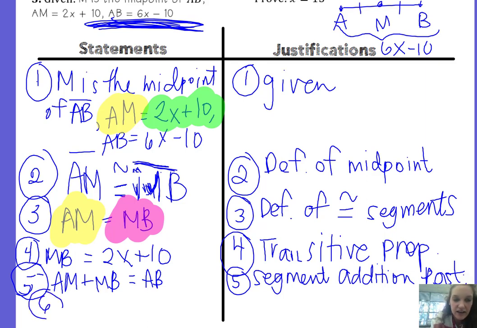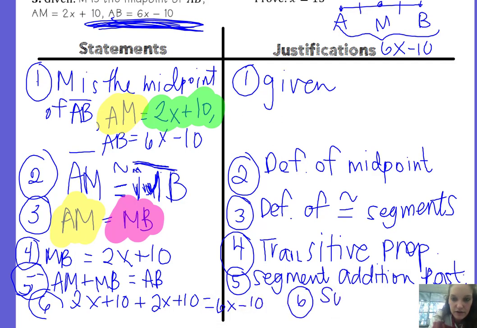Now I can go substitute everything into its correct place. AM is 2x plus 10. And MB is 2x plus 10. And AB is 6x minus 10. Substitution.